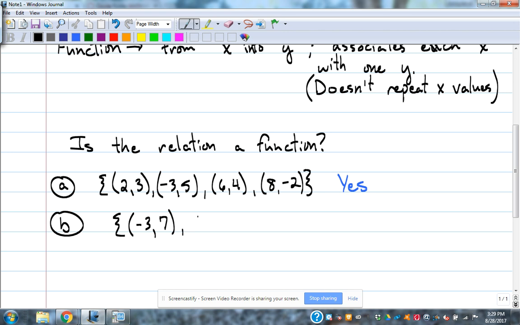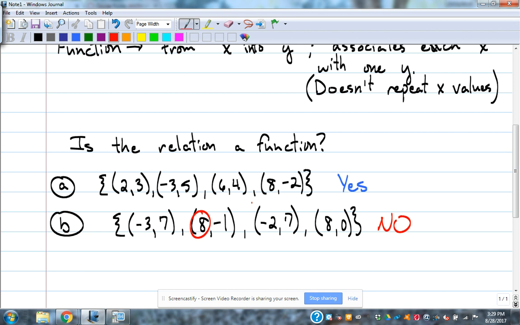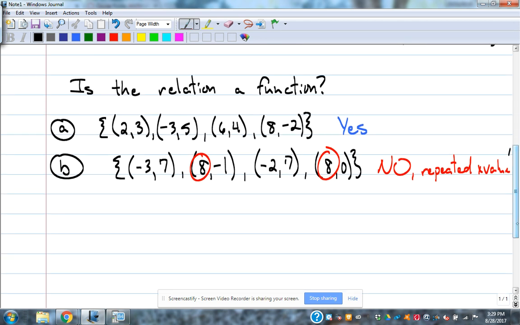Here's another set. (-3, 7), (8, -1), (-2, 7), (8, 0). Is that a function? No. Why? Those 8s are repeating. The 7's repeating. Does that matter? No, because they're what kind of values? They're y values. And it's okay to repeat the y values. Just don't repeat your x's. So it's no. And the reason being repeated x values. So repeated x value is the reason we can't call that a function. It is a relation, but not a function. Okay. So regular set of ordered pairs, real boring, basic things.